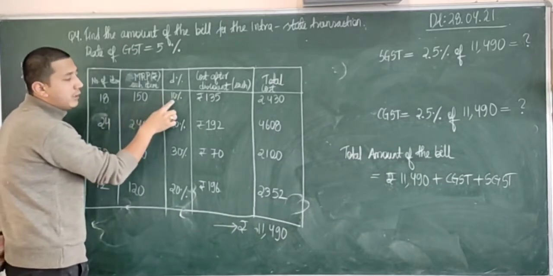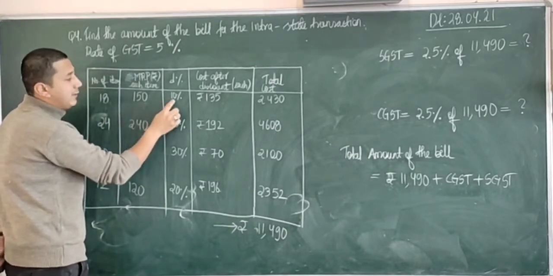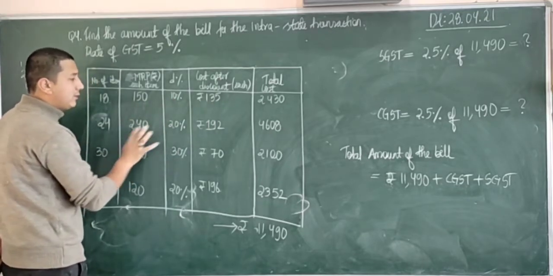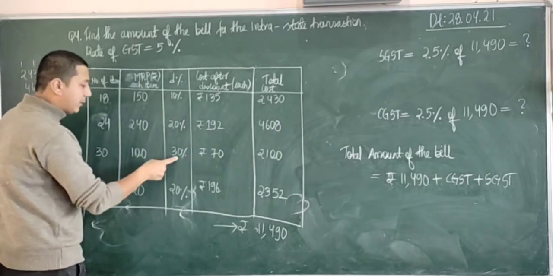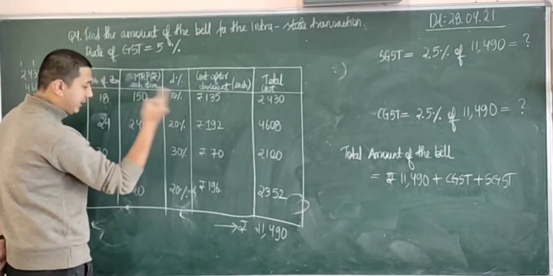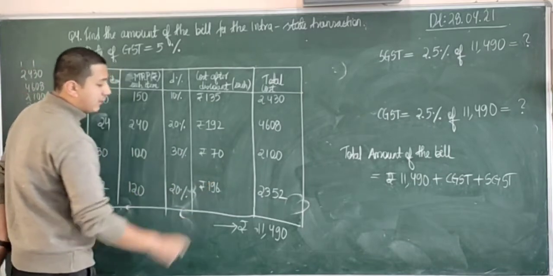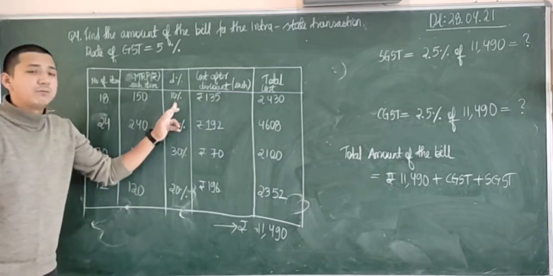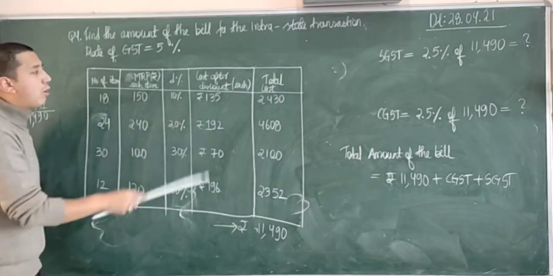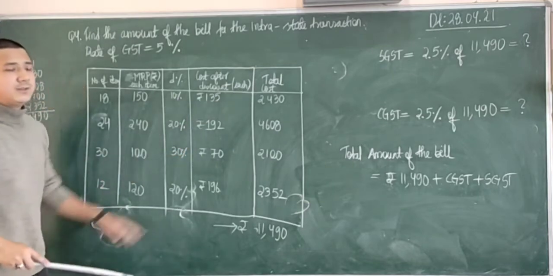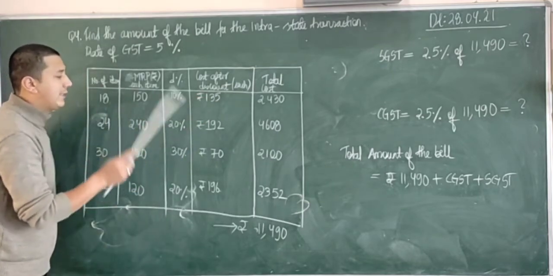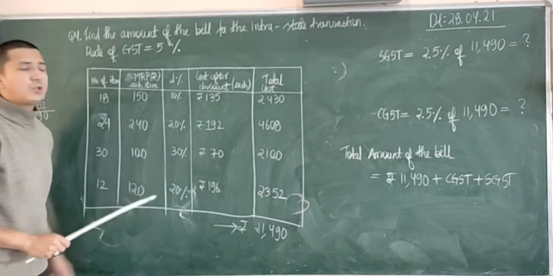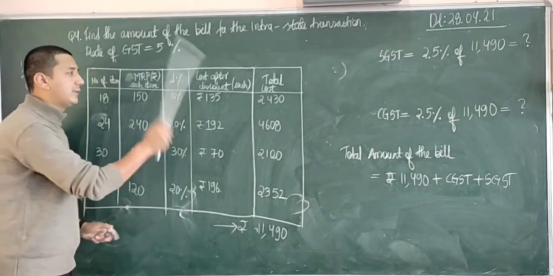150, how much discount? 10%. So you calculate 90% of this, you'll get 135. You calculate 80% of this, you'll get 192. 70% of this, 70. 80% of this will be 196. So these are the costs we are getting for each item after discount. This column is the cost of each item after discount: 135, 192, 70 and 196.